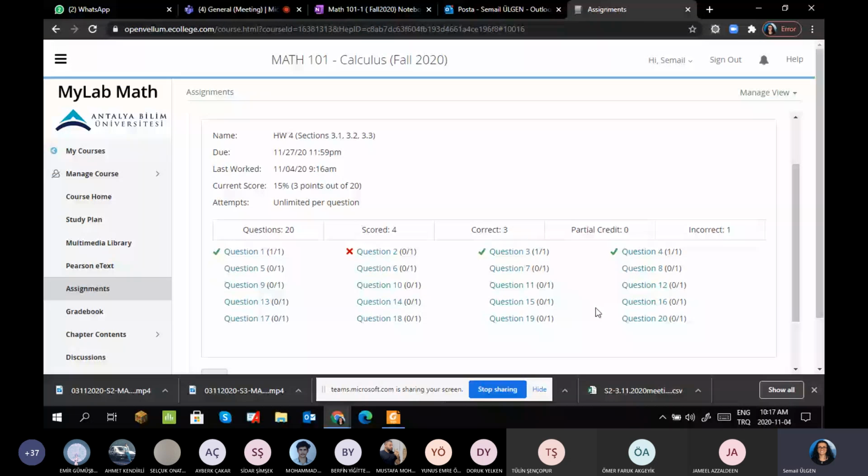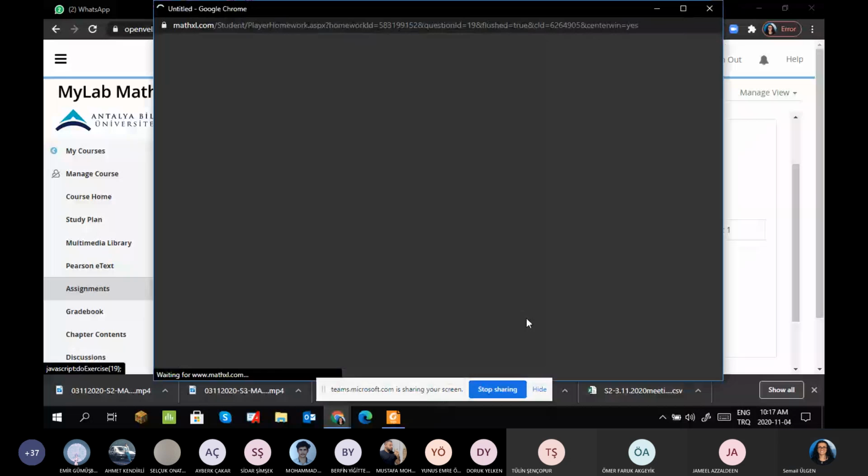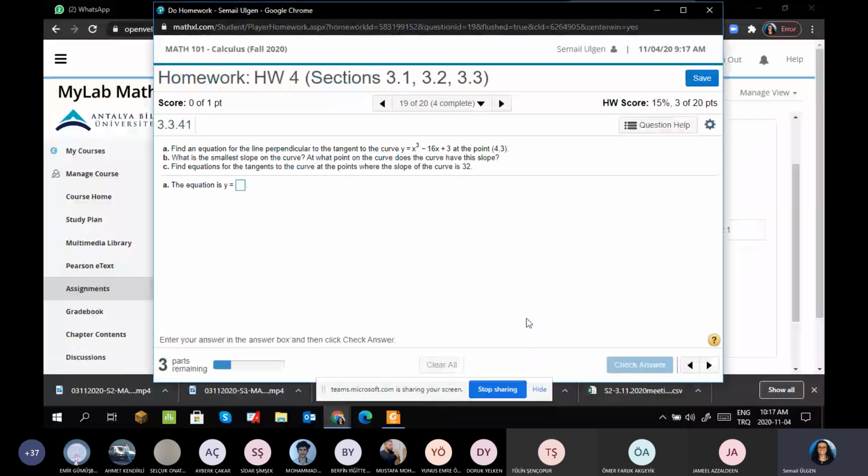I was trying to open up 19 just to see which section this is from. Okay, Munib, this is actually section 3.3, so just bear with us. This is where in section 3.3 you're going to use the shortcuts. See, the questions are the same. Find an equation of the line perpendicular to the tangent to the curve y equals blah blah at the point 4, 3, I'm sorry.